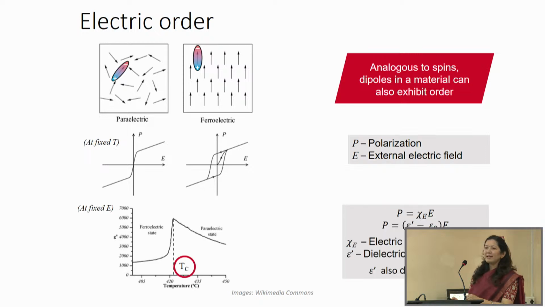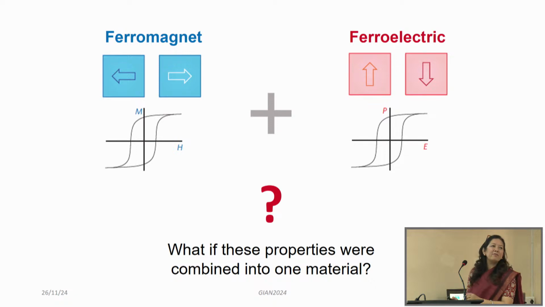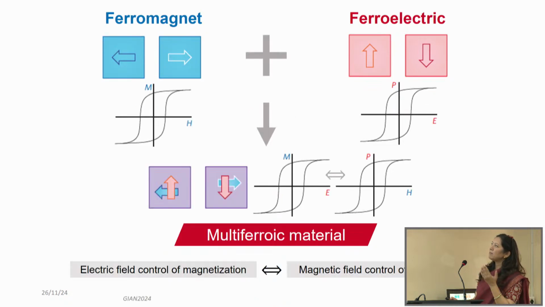Now the task is, can we combine a ferromagnet and a ferroelectric? If we can, then can the properties be combined? You can combine two materials, but then the properties also can be combined. So if you combine a ferromagnetic with a ferroelectric, you can achieve a multiferroic material, because it has two ferroic orders, ferroelectric and ferromagnetic, in the same material, right.